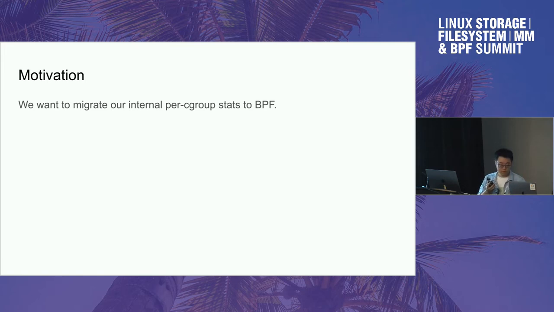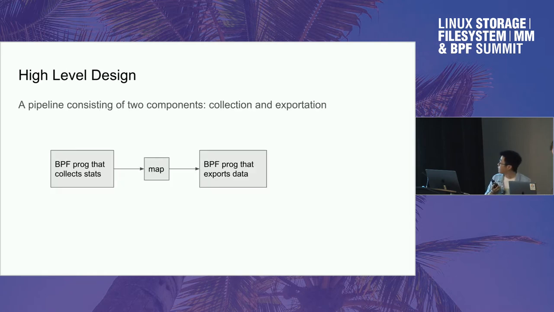The motivation for this problem is that we want to migrate our internal stats implementations into BPF-based implementations, so they can easily be extended and changed from the user space and allow faster iterations for the stats. There is a high-level idea to do this migration. It's pretty simple. We have two sets of BPF programs. One is for collection: you can think of it as a tracing program that collects the stats and puts them into a map. Then we have another set of programs that extract the data from the map and export it to the user space.